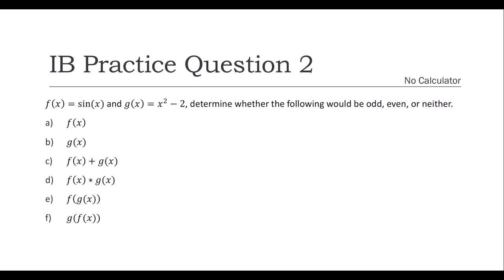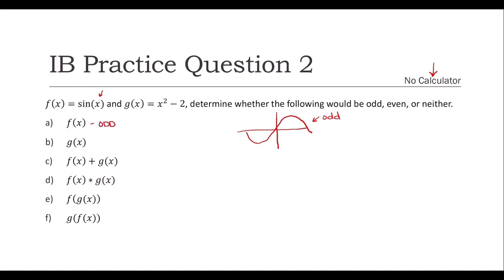Now we have our second IB practice question. This one is no calculator. It says f of x equals sine of x and g of x equals x squared minus 2. Determine whether the following would be odd, even, or neither. So f of x, this is our sine of x function. Our sine of x goes through the origin and goes up and then down. So this is going to be an odd function because it has point symmetry about the origin. So this one's odd.